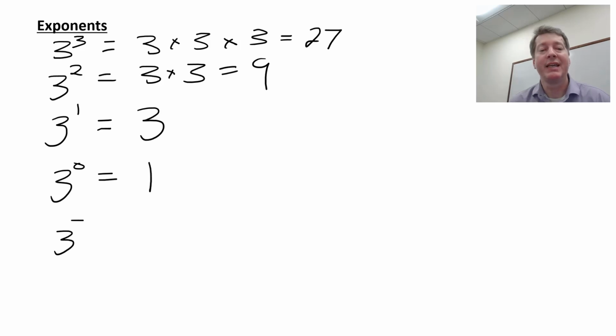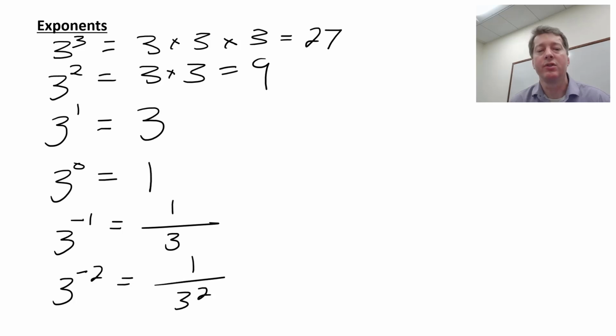How about 3 to the negative 1? If you see the negative sign, write 1 over. It's 1 over 3 to the positive 1, or just 1 over 3. Here, I'll erase the 1. So it's just 1 over 3. 3 to the negative 2 is 1 over 3 to the positive 2. It's 1 over 9. It's 1/9. So a negative exponent doesn't make the number negative. It doesn't make the result negative. It just means you're creating a fraction.